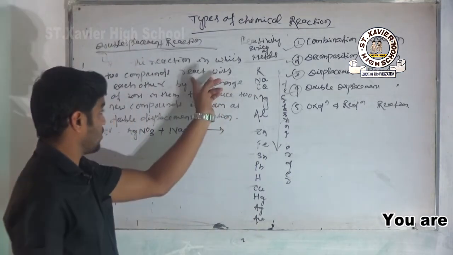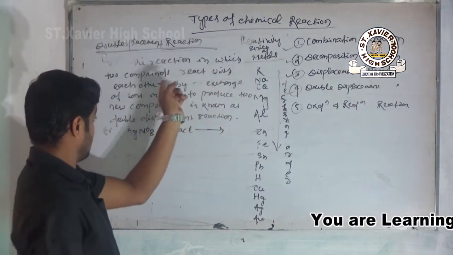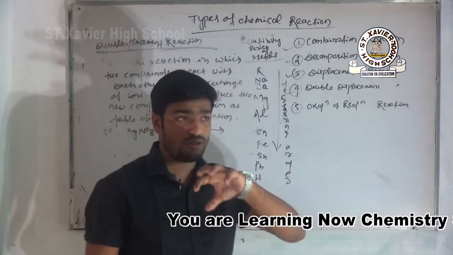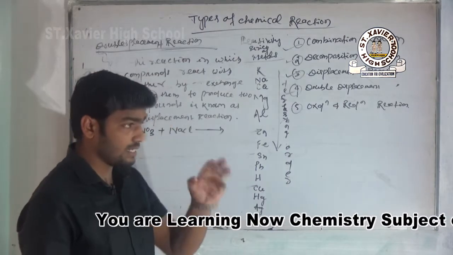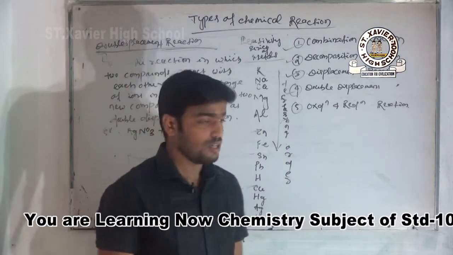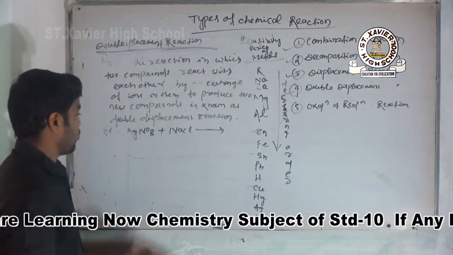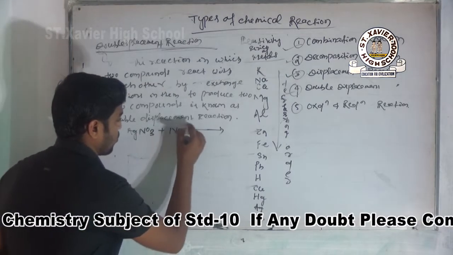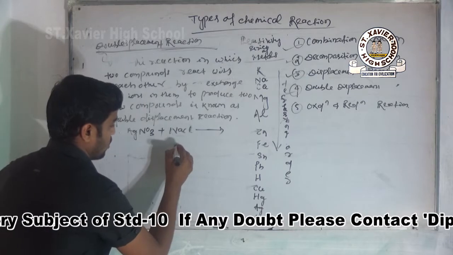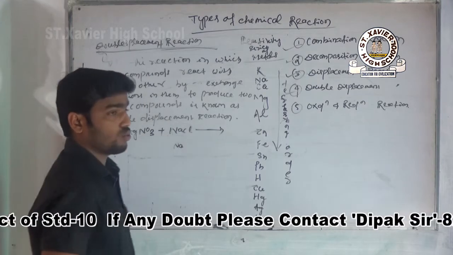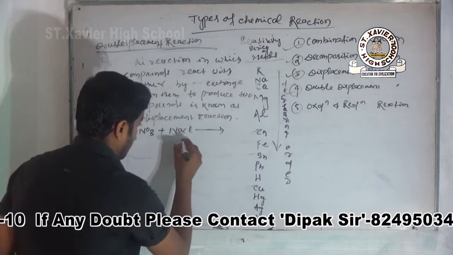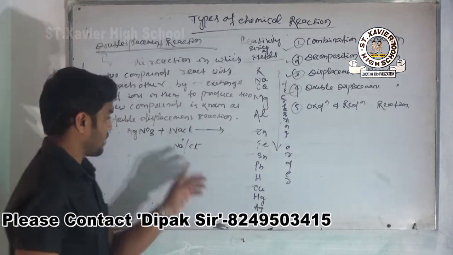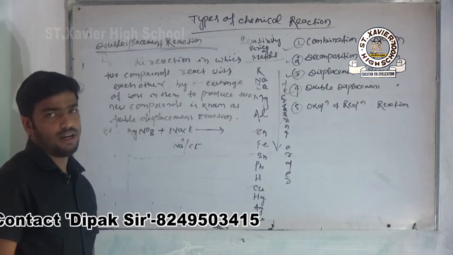Now from the definition we have already written here that exchange of ions will take place when two compounds react with each other. So here divide the two ions, silver and nitrate. Sodium chloride is a compound, and it will be divided into two ions, cation and anion: Na plus and Cl minus. This is your cation form, this is your anion form.